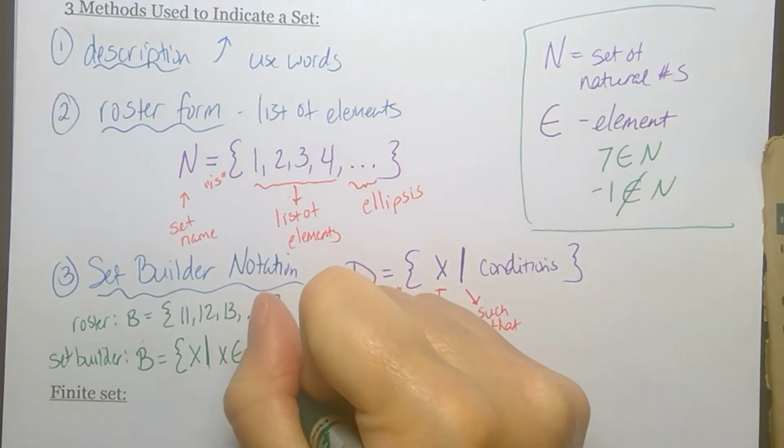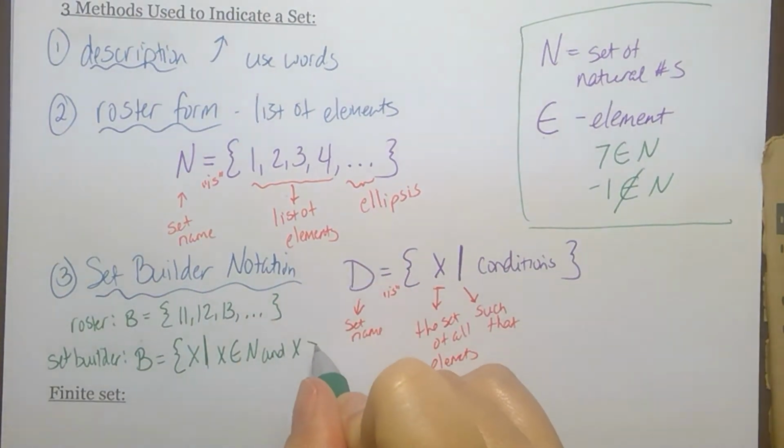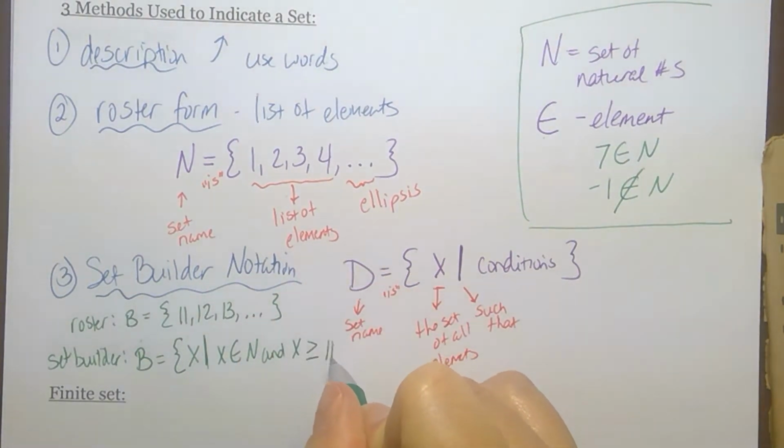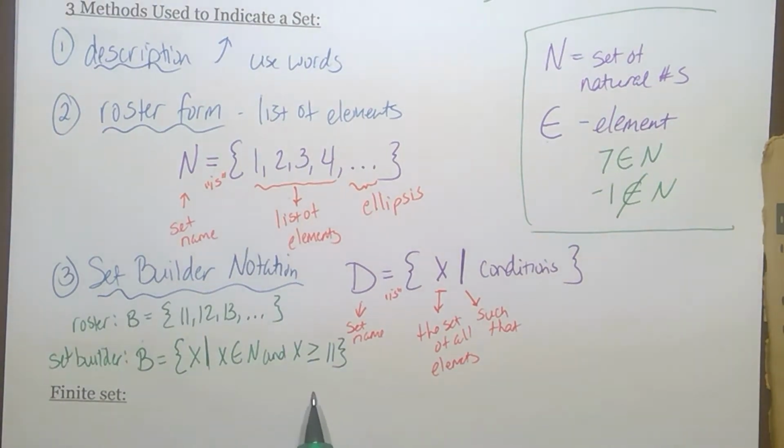And X is greater than or equal to 11. That's my starting place. X is greater than or equal to 11. I could have chosen to say X is greater than 10 instead of greater than or equal to 11. That would get me to start at the same place. So there are 2 different ways to tell what set B includes, the roster method and the set builder notation method.